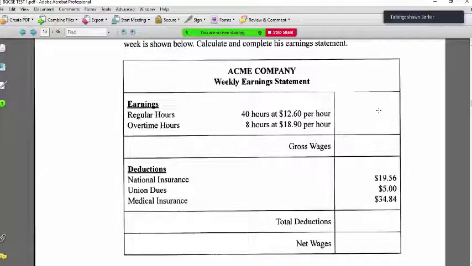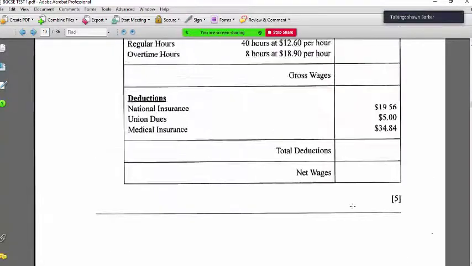That's his gross wages. Then we have to calculate his deductions. We have national insurance, union dues, and medical insurance. So we add those three up, and you get 59.4. Then you just subtract 655.2 minus 59.4, and you get 595.8. That's the net wage. And that's all you do for this problem.